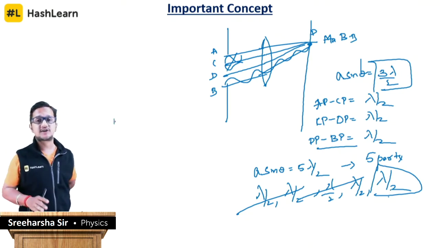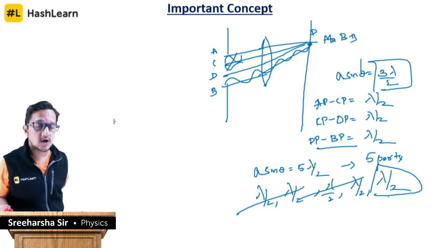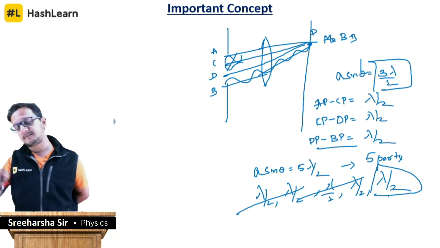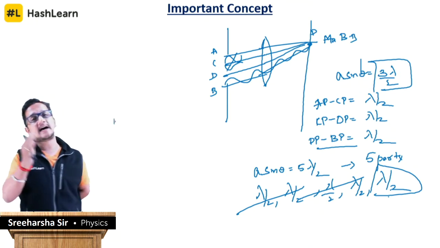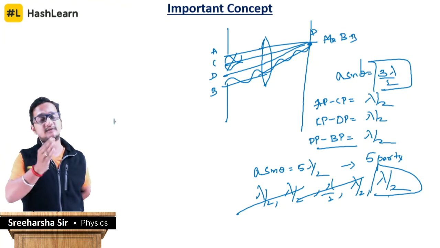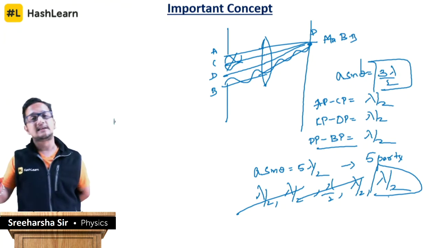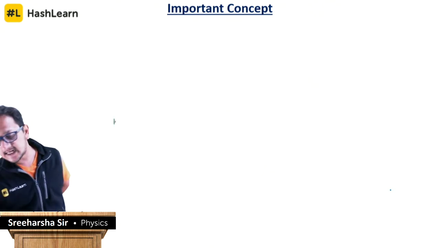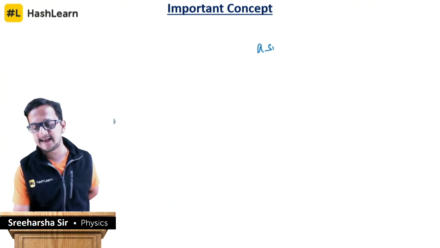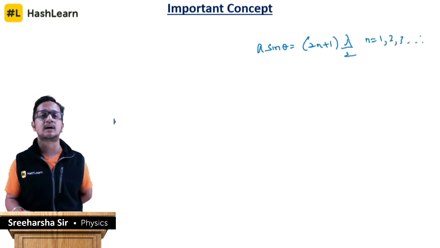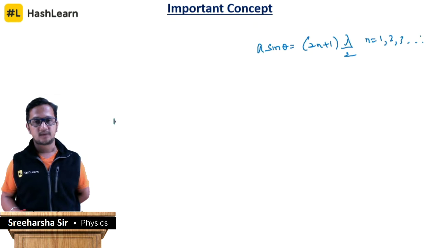So here in diffraction, the brightness is not constant like in interference. In interference, all the bright bands have the same intensity, all the dark bands have the same intensity. Whereas in diffraction, the brightness of the bright bands keeps on decreasing, the darkness of the dark bands keeps on increasing. So the necessary condition for maxima is a sin theta equal to (2n plus 1) lambda by 2, where n is equal to 1, 2, 3, and so on.